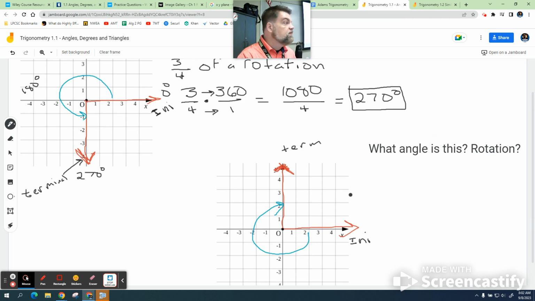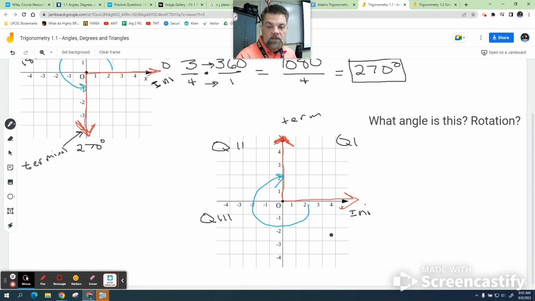By the way, do you guys remember the quadrants? It's going to be important. Remember, this is quadrant 1. This is quadrant 2. You guys should be writing all this down. This is quadrant 3. And did I say first and fourth? Or did I? I don't know what I said. This is what it is. Okay?